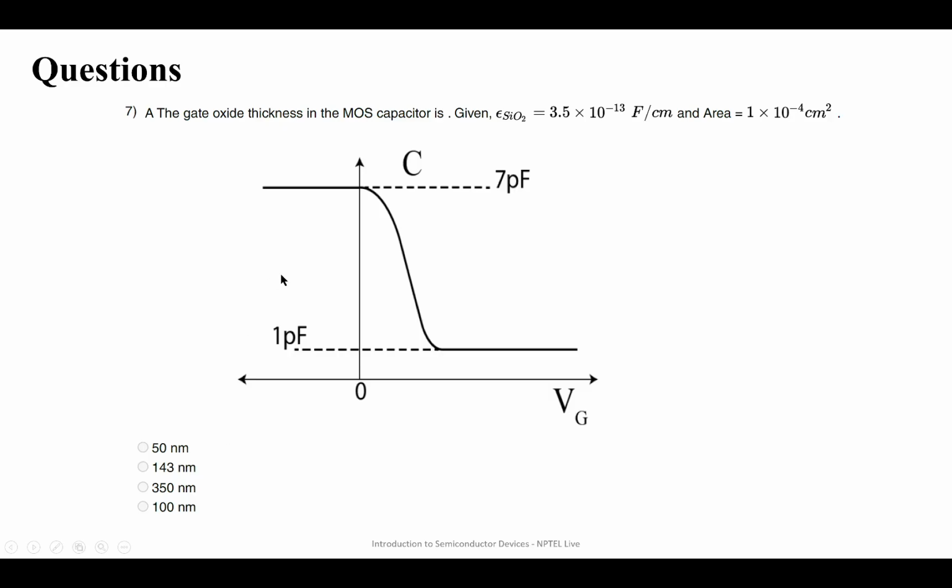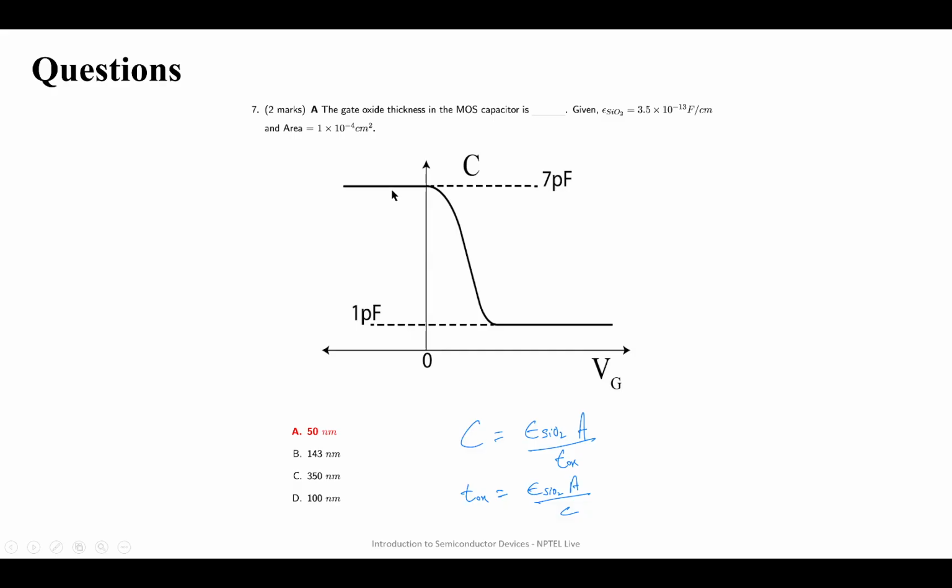So it is very simple. You know the maximum capacitance in a CV curve corresponds to your Cox, and your Cox is epsilon ox A by Tox. Epsilon ox you are given 3.5 into 10 power minus 13. Area you are given 1 into 10 to the minus 4. And C you can see here is 7 picofarad.